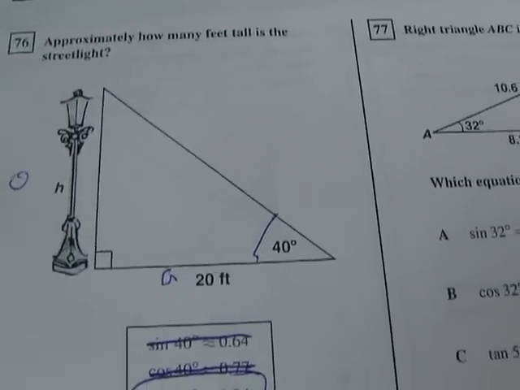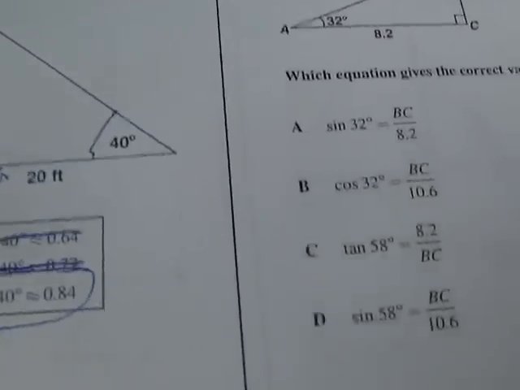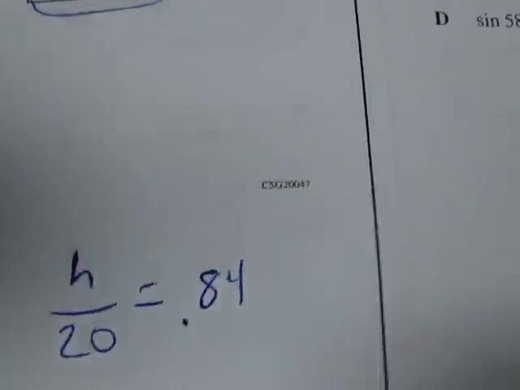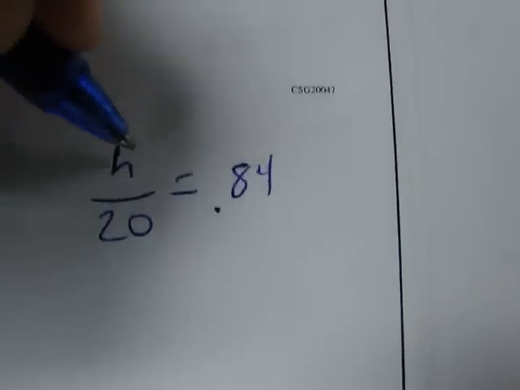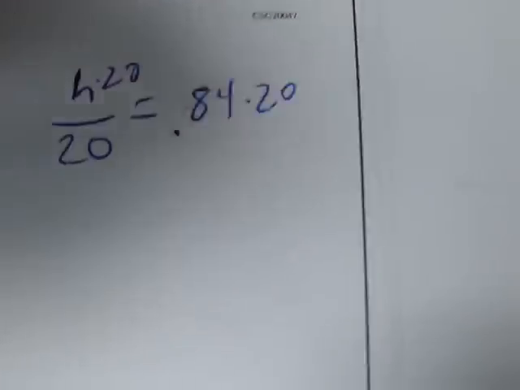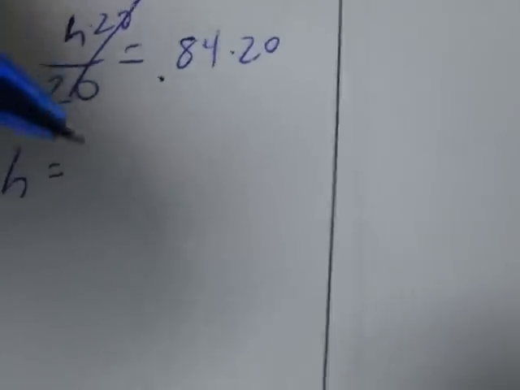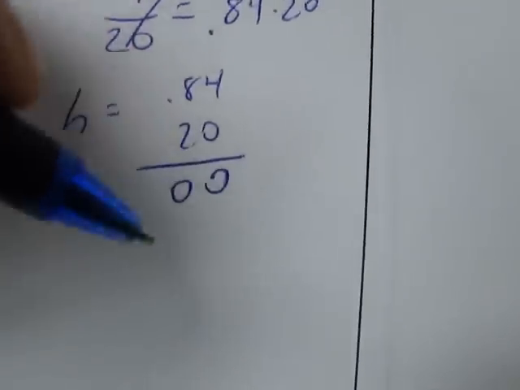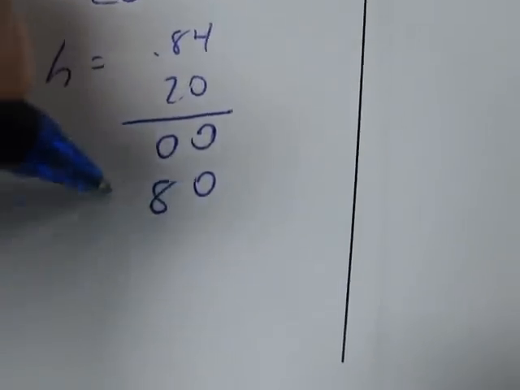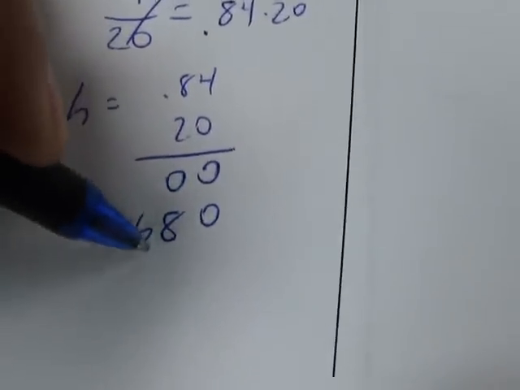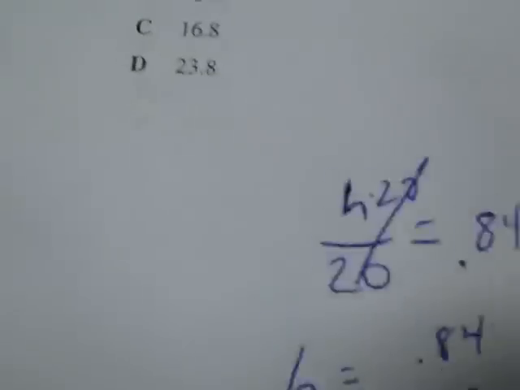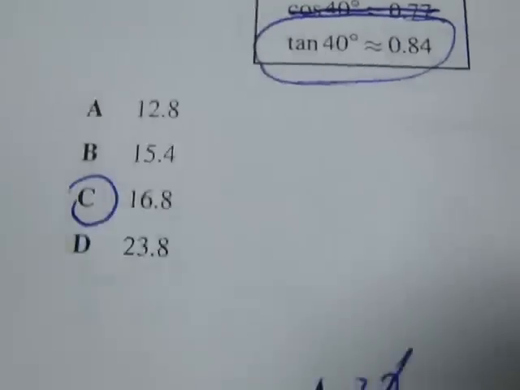So it's going to be h over 20 equals 0.84. Of course, if you want to get h alone, it's real simple. You just multiply both sides by 20, and that crosses out. You get h equals 0.84 times 20. So that's 0, 0, 0. This is going to be 816. And we move the decimal over twice, so we get 16.8 is our answer. Our answer is C. Okay, so that's number 76.